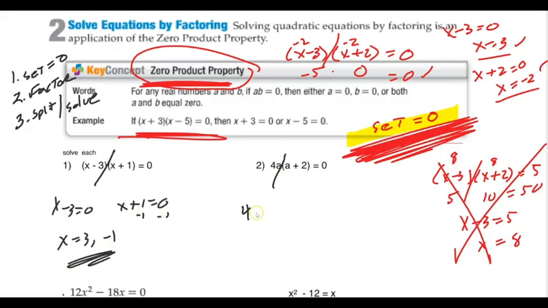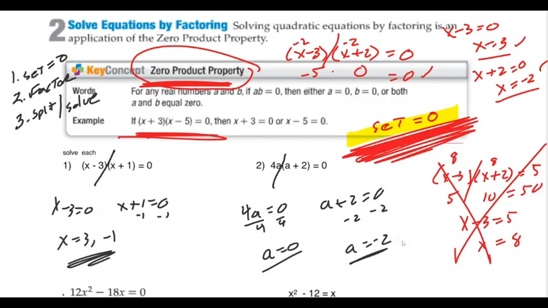Over here, it's still factored. We split it. 4a = 0. a + 2 = 0. Just divide by 4. Hey, a = 0. That's fine. That's an answer. And a = -2. We're going to set equal to 0 and then we're going to factor.